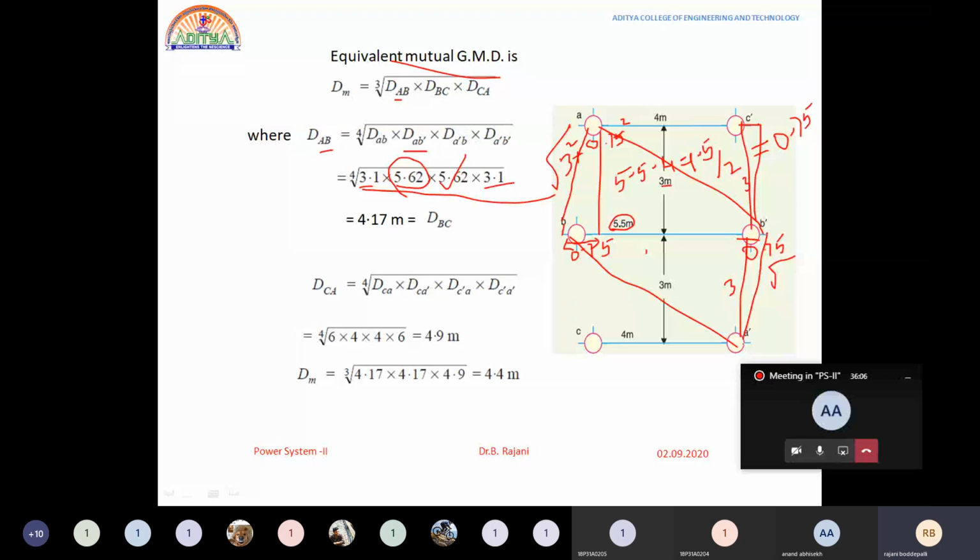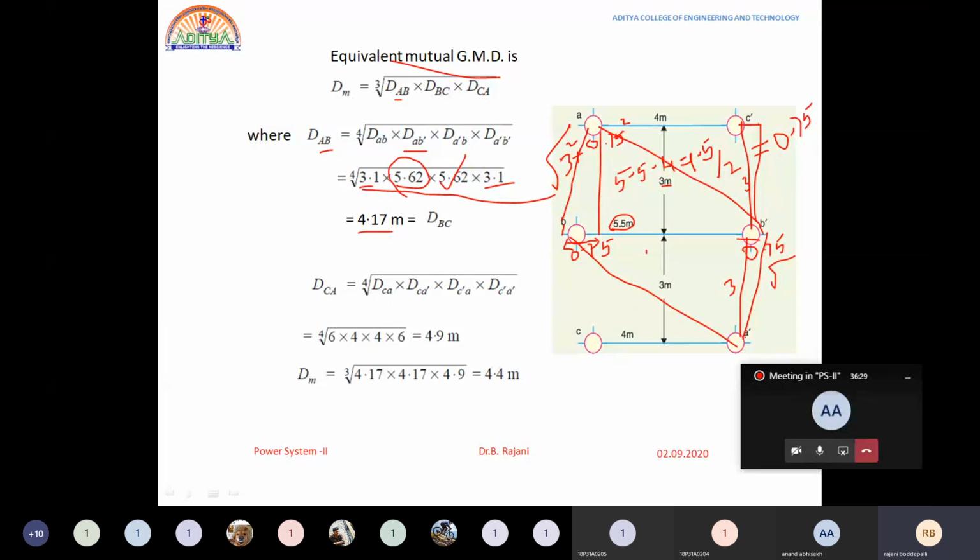This is not exactly parallel to this. This is somewhat distance away from the top, 0.75 meters. So we have this line as this. What is this value? 3 square plus 0.75 whole square gives you the value of 3.1 over here. Totally we will have the value 4.17 meters. This is how you need to find the distance.